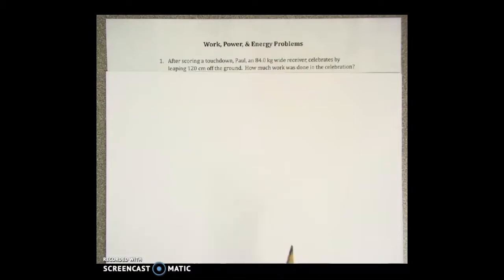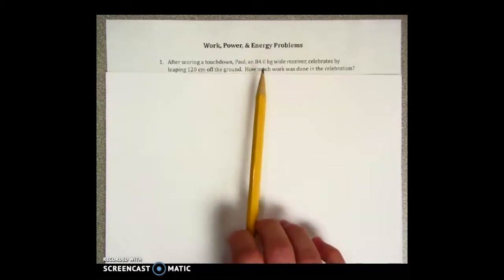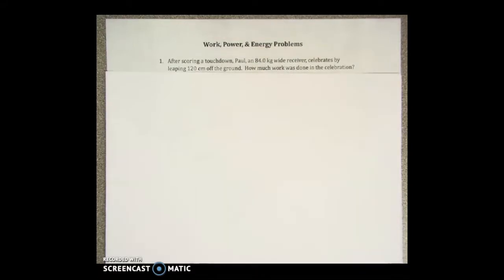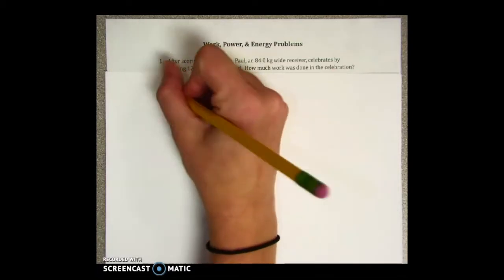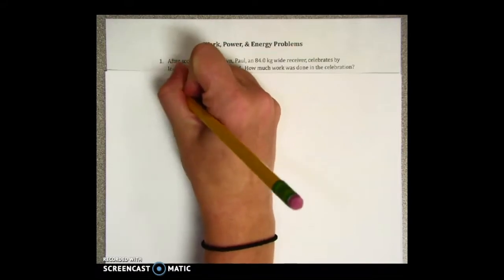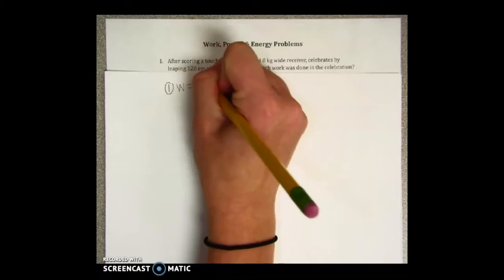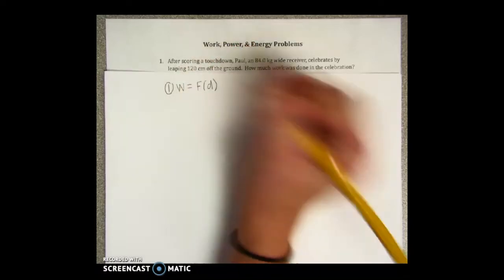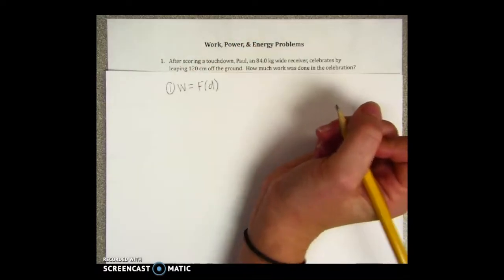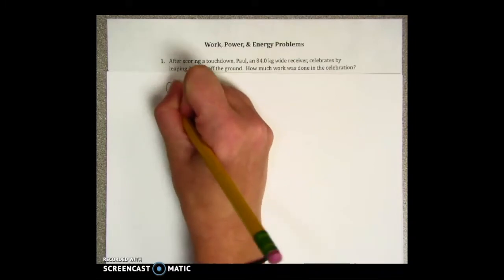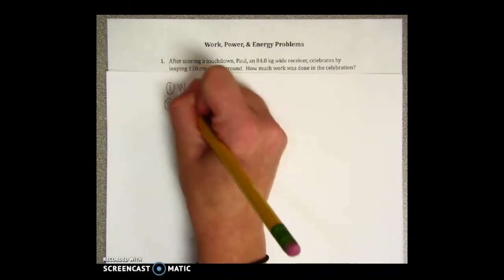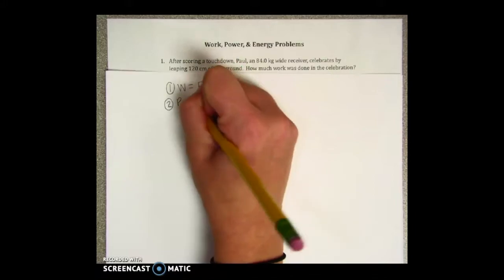So we're going to get some practice with our work, power, and energy equations that we've been using. The first thing you need to know is there's about 5 equations that we need to know for this unit. So we'll go ahead and just make a cheat sheet of those. The first equation that you need to make sure that you know is that work is equal to force times displacement. The next equation that we need to know is that power is equal to work divided by time.